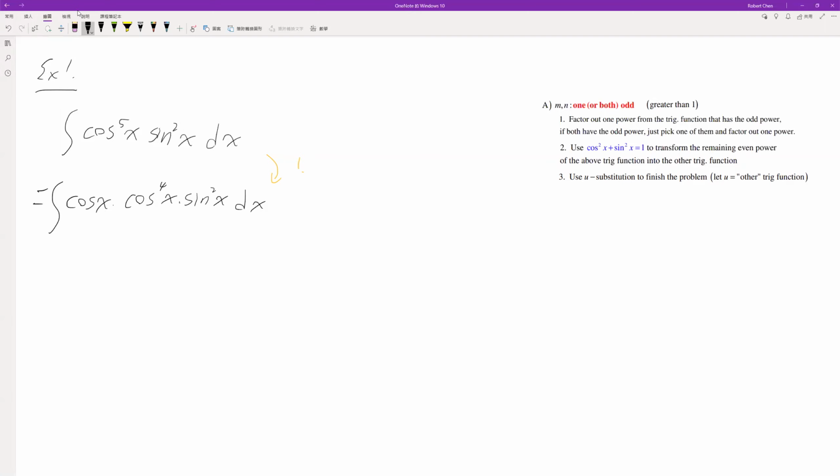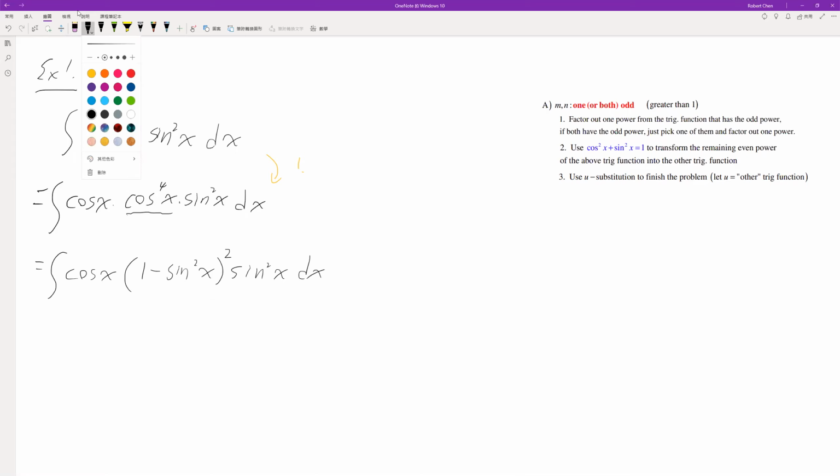So we're going to rewrite the remaining cosine in terms of sine. We know that cosine squared is 1 minus sine squared. So cosine x, and then that's going to be 1 minus sine squared, quantity squared, times sine squared. So I rewrote cosine to the fourth as 1 minus sine squared quantity squared, and that is step 2.